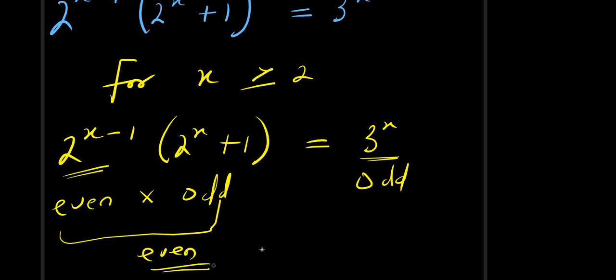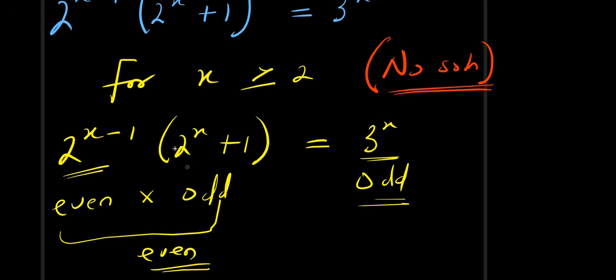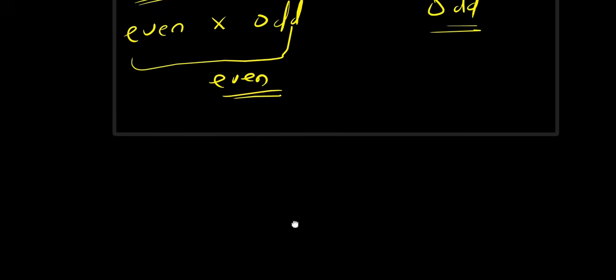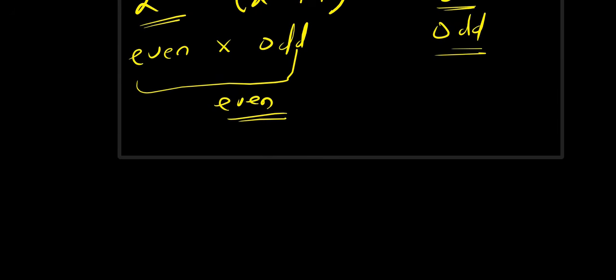And when you have an even number here, and an odd number here, that means that when x is greater than or equal to 2, we have no solution in this equation. So when x is greater than or equal to 2, if x equals 2, you are not going to have a solution. If x equals 3, you are not going to have a solution. If x equals 4, 5, 6, 7, 8, 9, 10, and so forth, you are not going to have a solution. So let's also consider x equals 1.